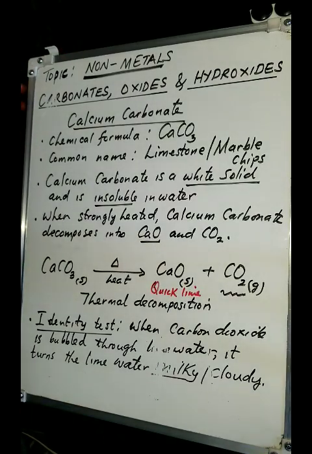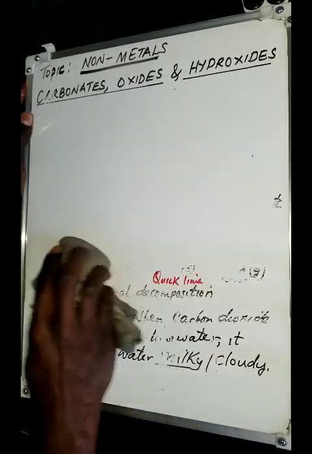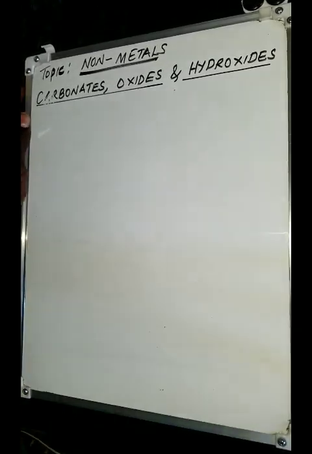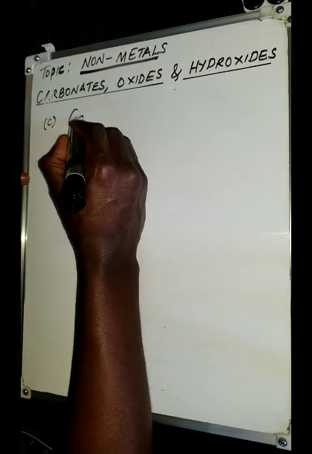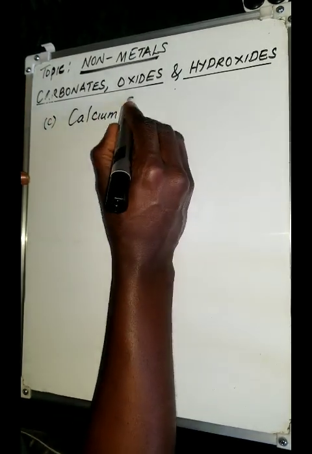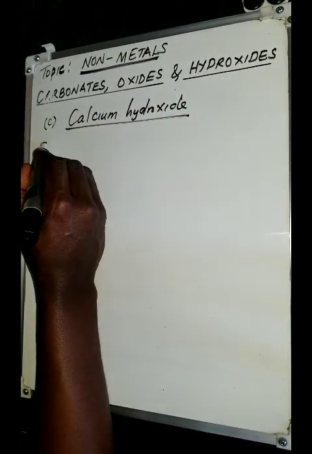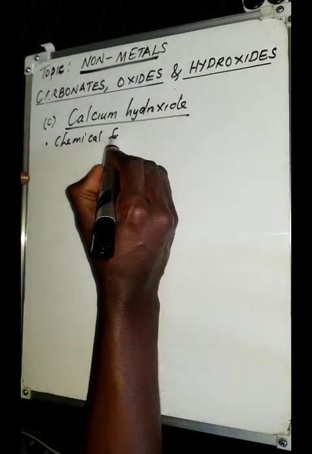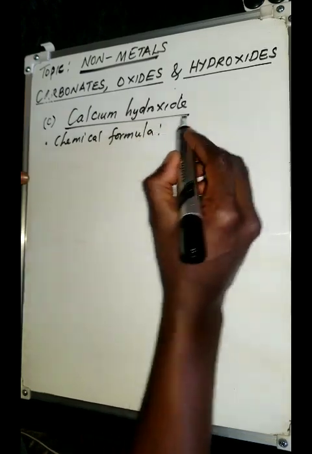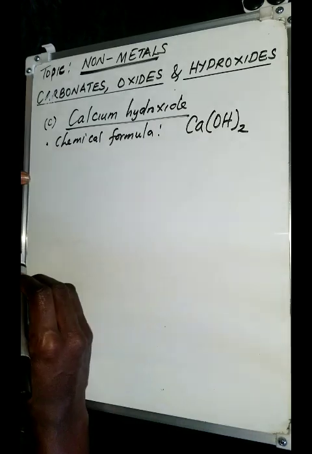Let's conclude with our last compound that we want to talk about, which in this case is calcium hydroxide. What exactly do you need to know about calcium hydroxide? So the last one, I'll call it C, is calcium hydroxide. What is the chemical formula for calcium hydroxide? Like the previous equation you saw, this is calcium hydroxide.